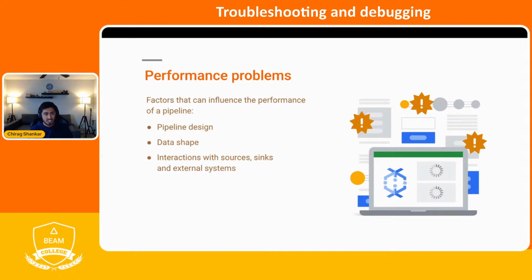So do you have one key that has way more data than the other? And the other one is interactions with sources, sinks, and external systems. So are you using your sinks and sources appropriately? For example, if you're writing to a relational database, and let's say you're using something like Python, and Python doesn't have a relational database IO connector just yet, so you use a third-party connector to write to the relational database. Things like opening up a new SQLAlchemy database connection pool every single time you want to create a connection would slow down your pipeline immensely.